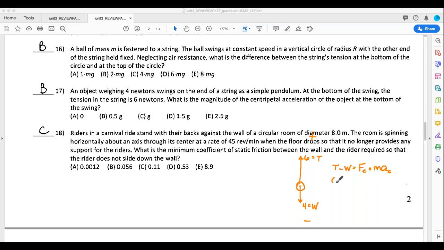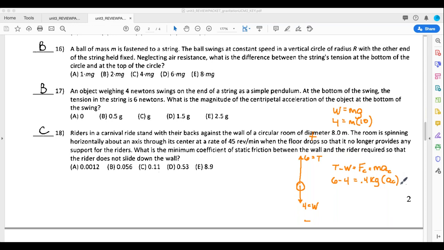So I basically get 6 minus 4 is equal to my mass, which they didn't give us, but they did indirectly. They gave us the weight, 4 newtons. So I can calculate my mass by using W is equal to mg. So 4 newtons is equal to m times g, which is 10. So m is going to be 0.4 kilograms.